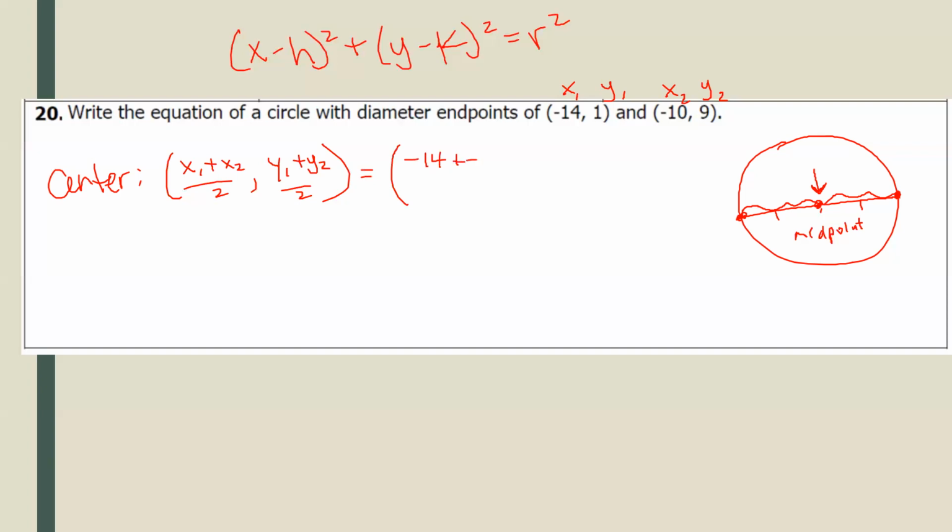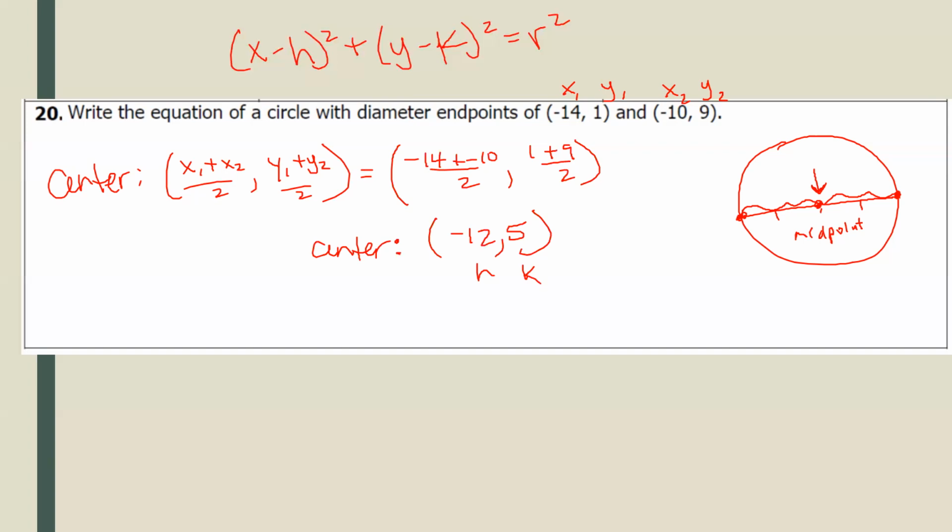x1 plus x2 over 2, y1 plus y2 over 2. That's negative 24 over 2, negative 12. 10 over 2 is 5. So now we know the center of the circle. The center of the circle is the midpoint of the diameter. If you need to write that down somewhere, be my guest. Okay, so this is the center of the circle. This is our h, k. We almost have what we need. We need the center of the circle and we need the radius.